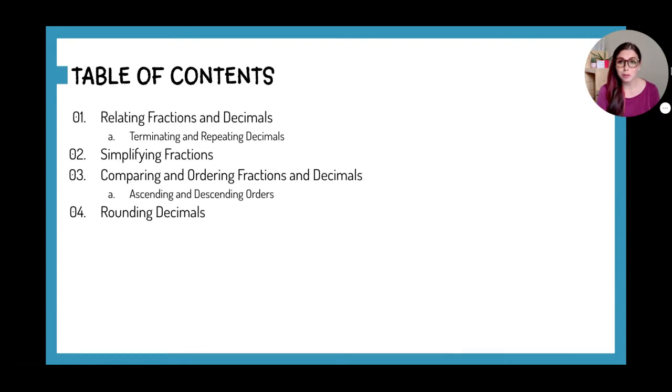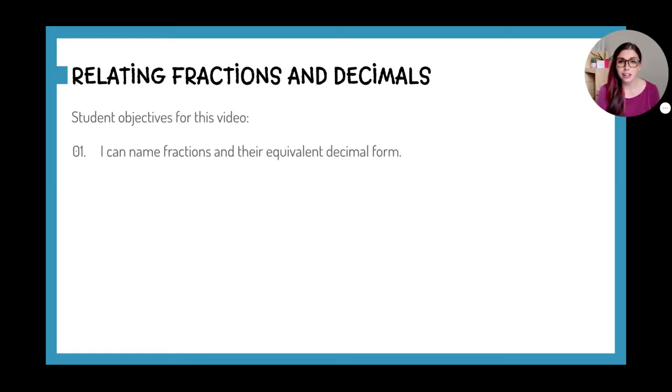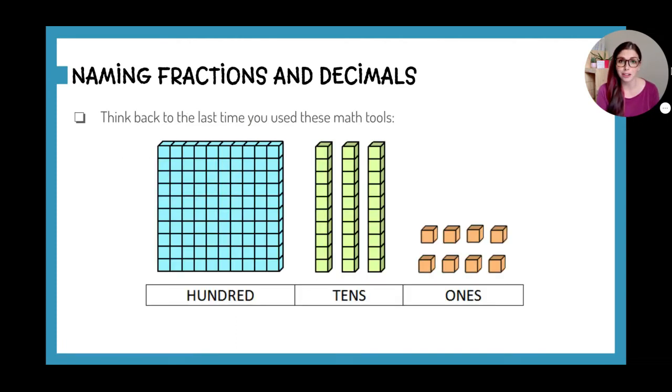Today we are going to do lesson 1, which is relating or naming fractions and decimals, and we're going to talk about the equivalent fraction and decimal names. So by the end of this video, you will be able to name fractions and their equivalent decimal form, and the reverse, name decimals and their equivalent fraction form. You will be able to recognize pictorial representations, or recognize pictures of fractions and decimals, and you will be able to relate decimals and mixed numbers together.